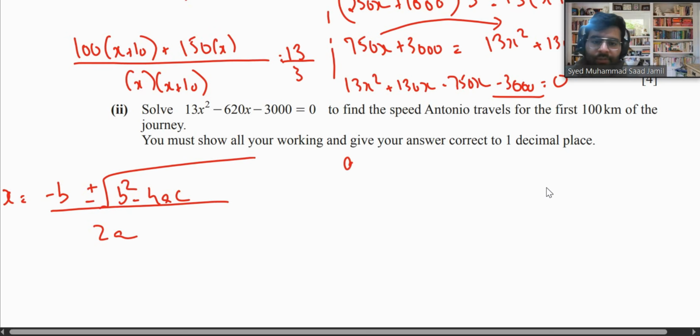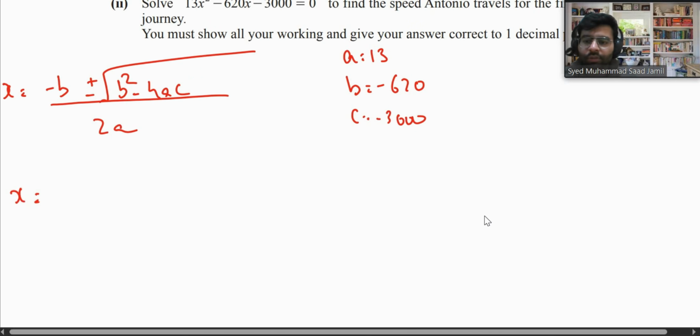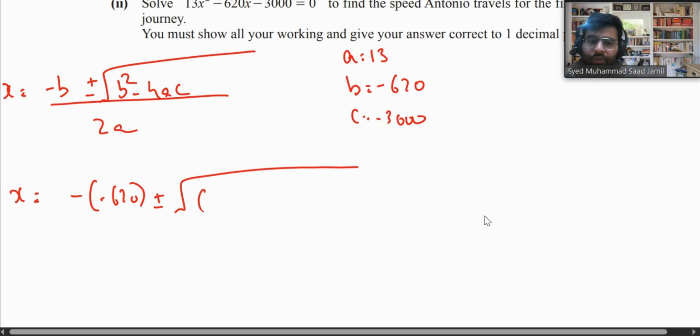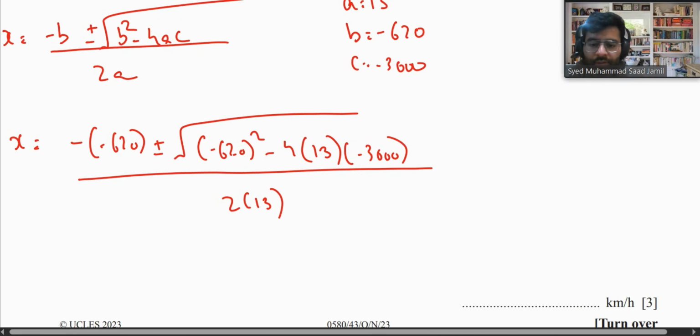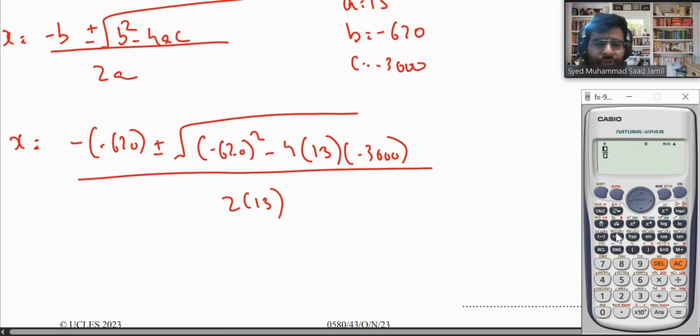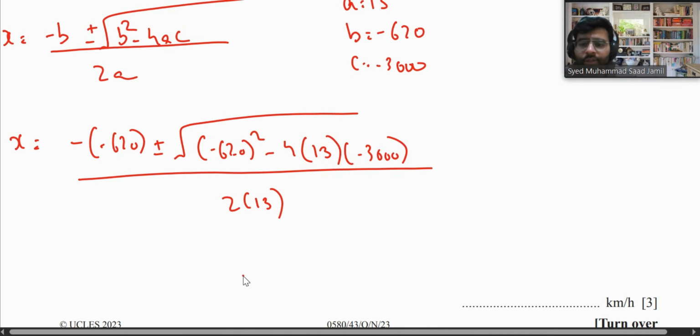So look, a is basically 13, b is negative 620, c is negative 3000. So which means x is equals to minus 620 plus minus under root b square, which is negative 620 square, minus 4 multiplied by 13 multiplied by negative 3000 upon 2 multiplied by 13. Okay, just use your calculator. You guys can show extra working if you want. Okay, I'll do one more thing. Negative negative becomes positive, so this is positive 620.